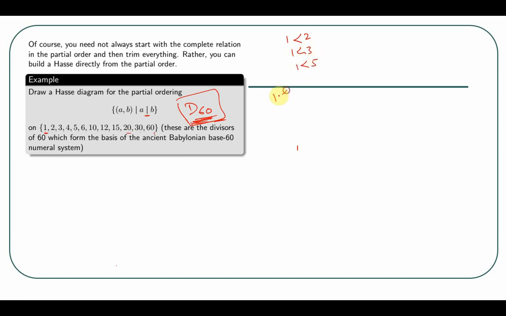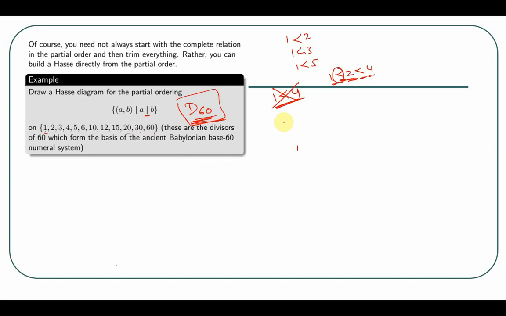But I cannot say that 1 is strictly related to 4. Why? Because 1 is related to 2, which is related to 4. 1 divides 2 and 2 divides 4. This may look like a less than symbol, but please understand this is actually representing a divides relation. So 1 divides 2 and 2 divides 4. So 1 does not strictly connect to 4.